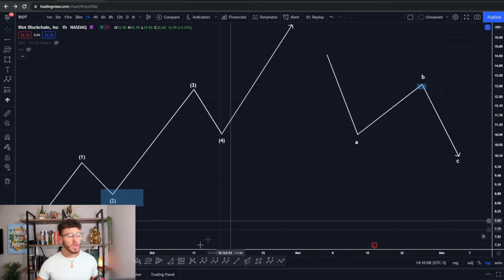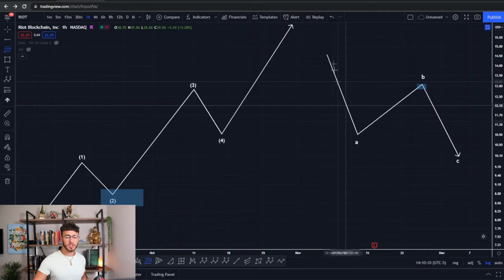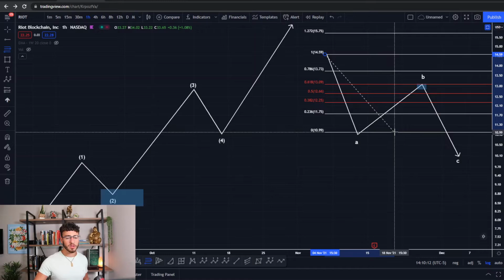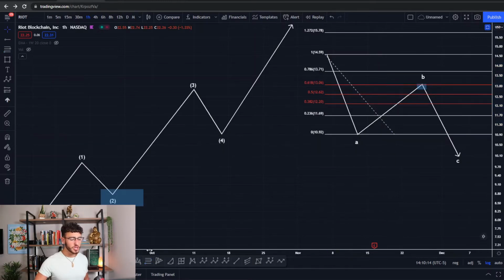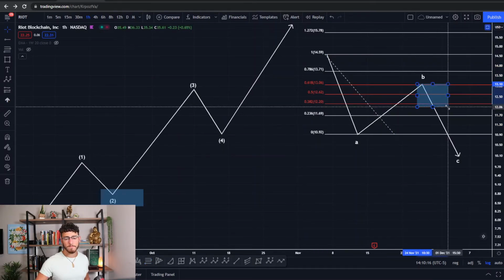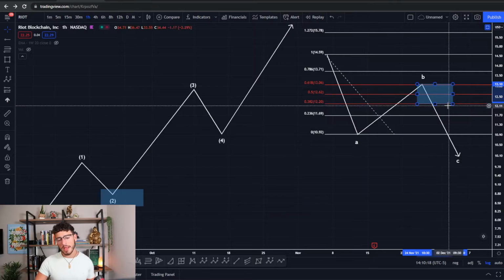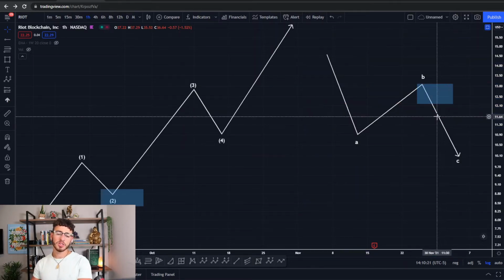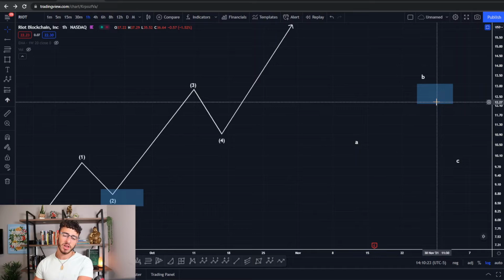And obviously, wave B is going to work the same as waves 2 and 4. So we're going to look for the 38.2 to the 61.8 Fibonacci retracement zone. But now that we know from a basic framework what we're looking for, let's go look at some real price examples to try to get a better idea.